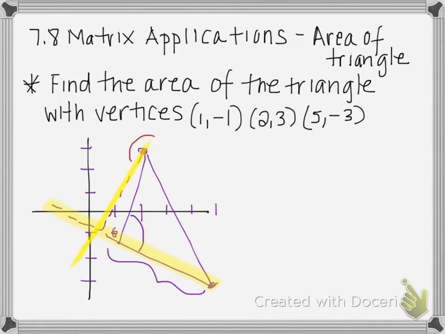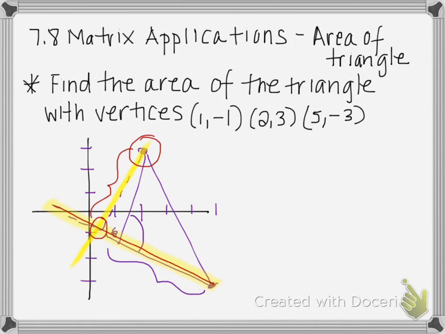up here. So we need the equation of the line that goes through that point and is perpendicular to this line, and then we would be able to find that point of intersection, and we'd be able to find this distance. So that would be a pretty involved process. I think you can see that. So look at how easy matrices makes this.